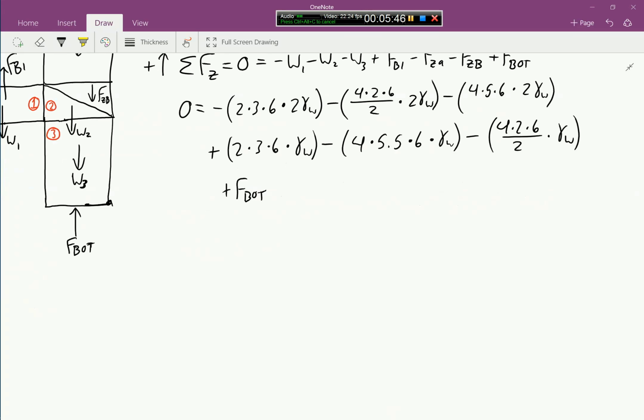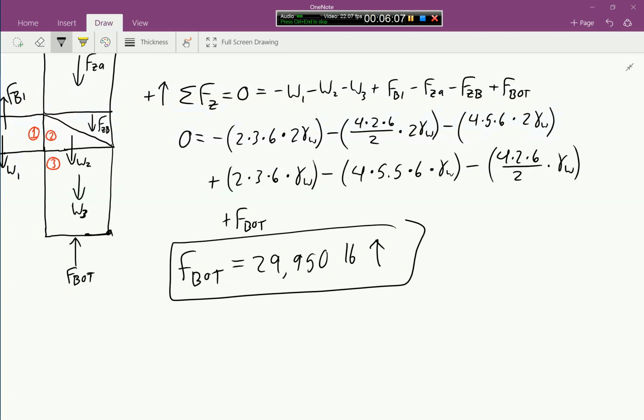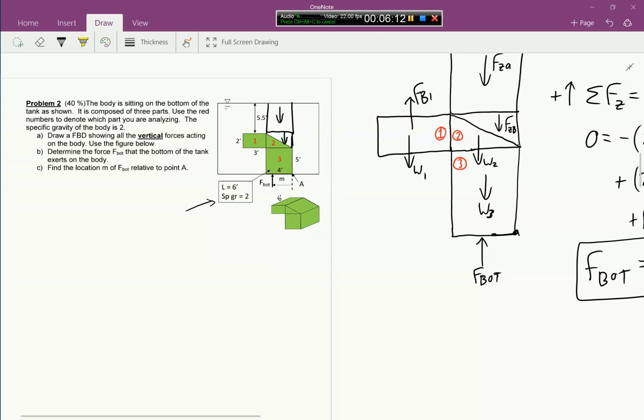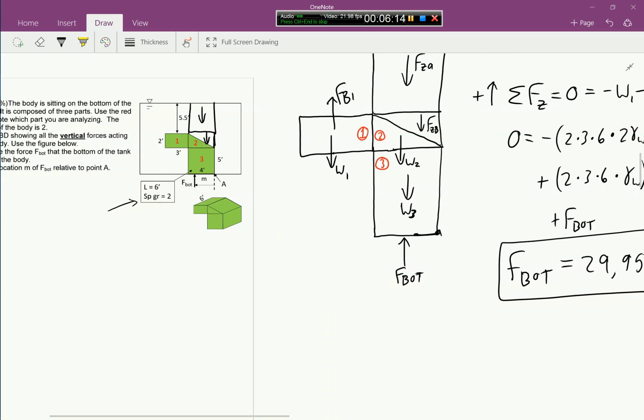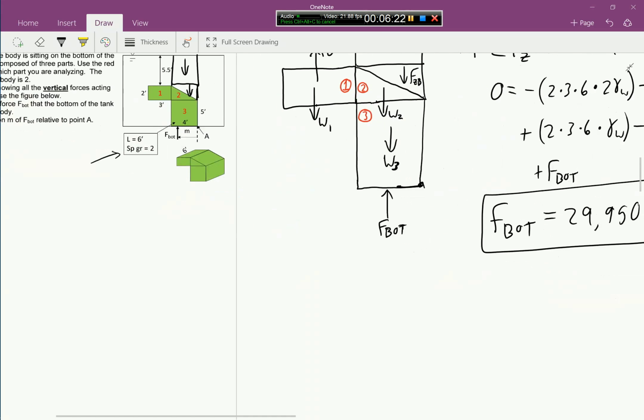Now all we have to do is a little bit of simple algebraic manipulation and come out with a value for F bottom, which will be 29,950 pounds. And that acts upwards. You have to remember units and direction on these. So that right there is the answer for part B, which asked us to find the force on the bottom. Now part C asks us to find the location M right here that F bottom acts away from A, which is right here.